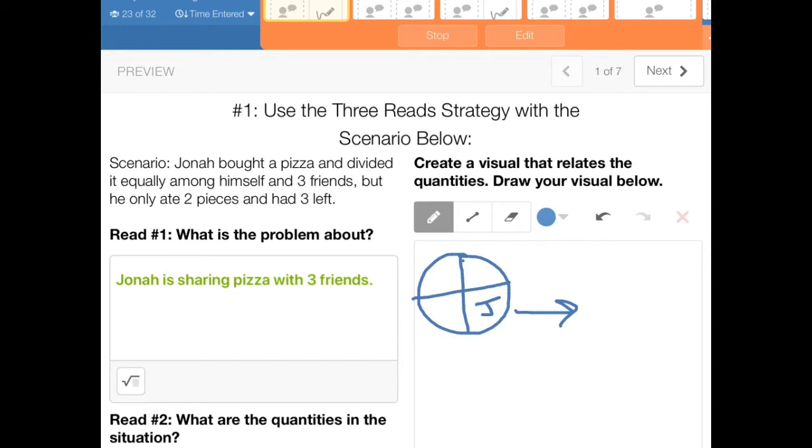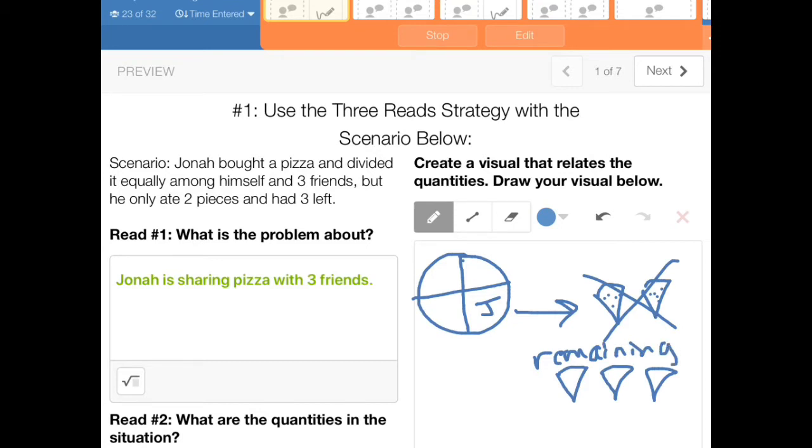So that's making me think that we're going to take away 2 slices, right? Because he's eating 2 of these slices of pizza, and then he has 3 left. So 2 slices are gone, and then we can say 3 left. Right? So we're talking only about Jonah. We don't really care about the other 3 friends and what they ate or didn't eat, but that's the information we have.